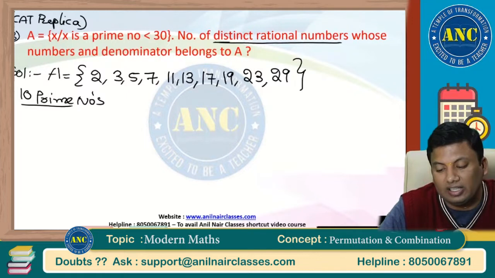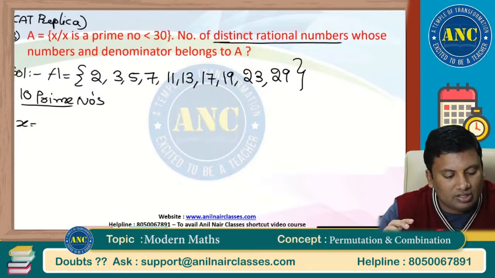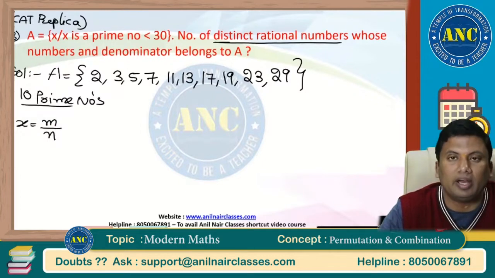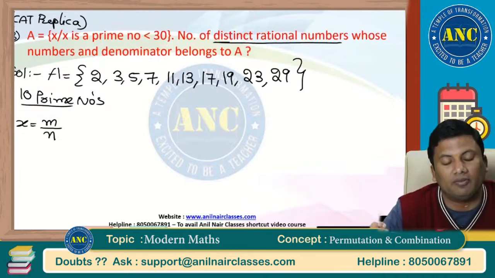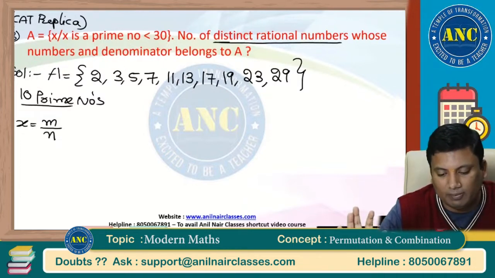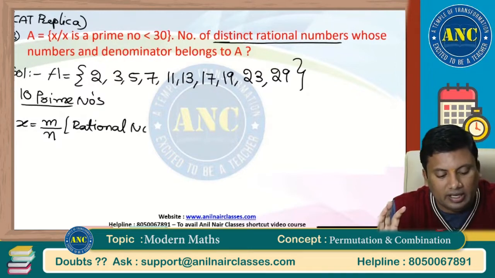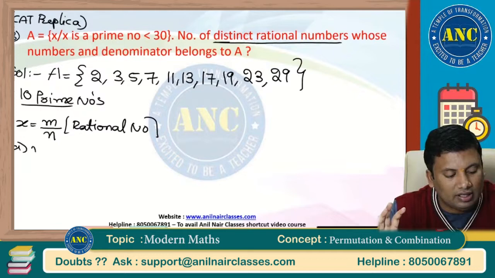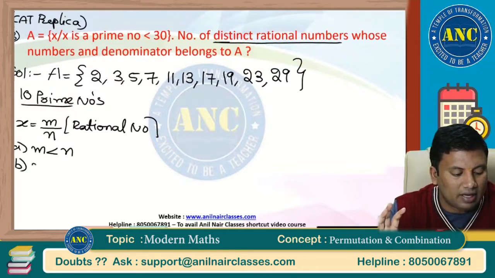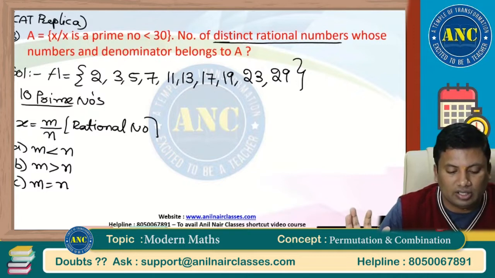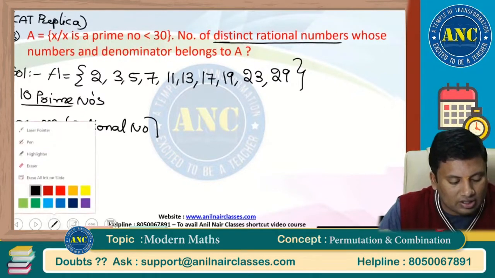Number of distinct rational numbers. A rational number is of the form m by n, whose numerator and denominator belong to A. M will take a value from A, N will take a value from A. Are there any conditions imposed on the question? No. M can be less than N, or M can be greater than N, or M can be equivalent to N. Are you all with me? There are no conditions imposed on the question.